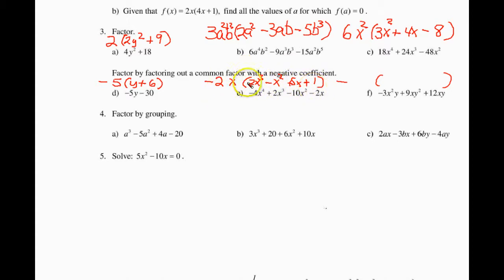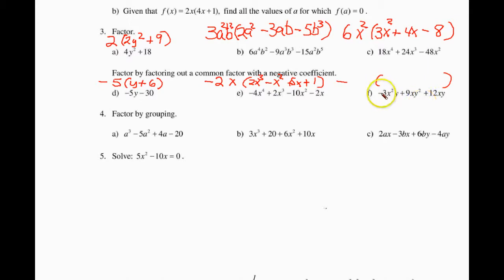And notice what happens. This became a plus, this became a plus, this became a plus. This became a negative. And why? Because we took out a negative coefficient. That changed all of the signs within the parenthesis.